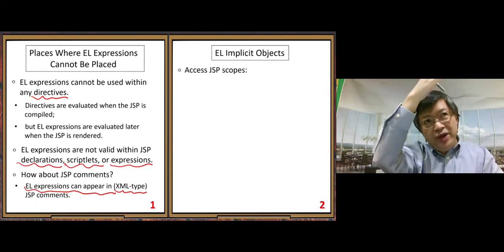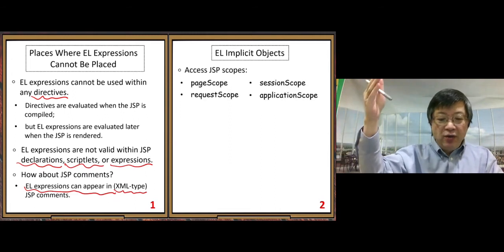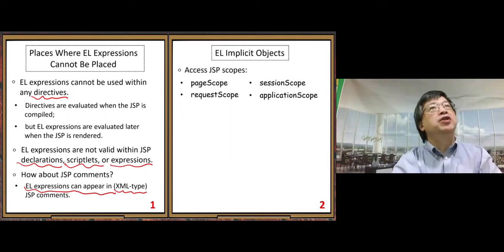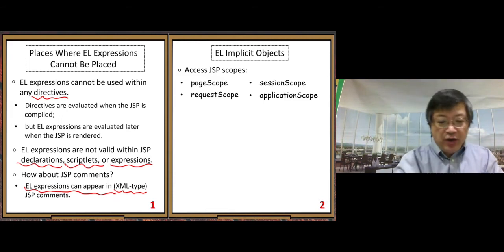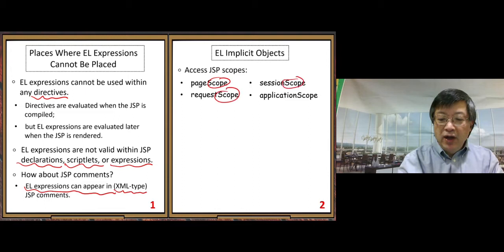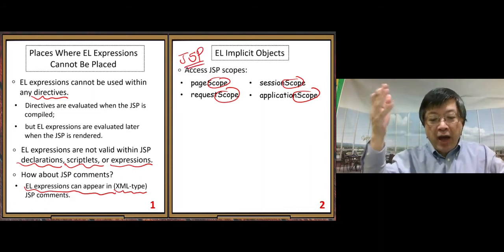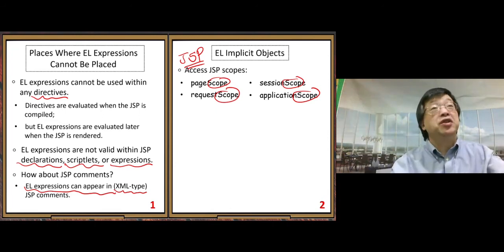When we need to access JSP scopes using EL expressions, we use these 4 implicit objects. So you can see the JSP version, we don't have the scope. Here you can see scope. If we drop the scope, then we go back to the JSP implicit object version. In the JSP implicit version, we have the page, session, request, application implicit objects.